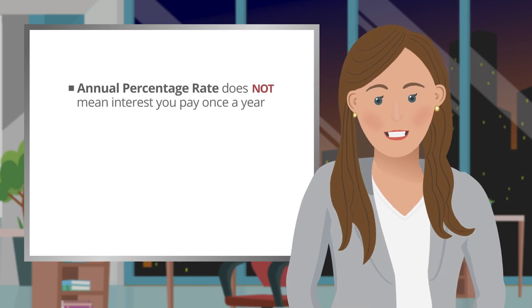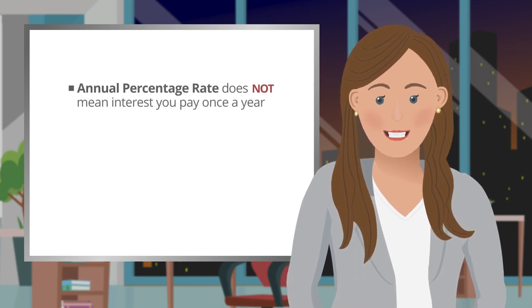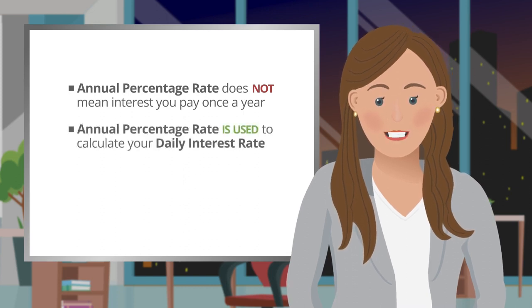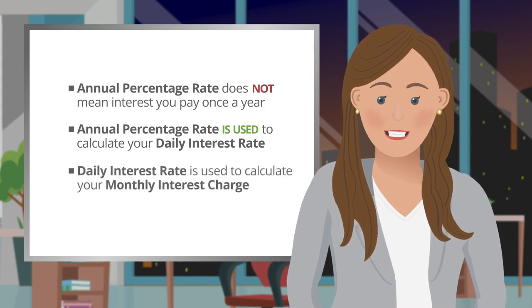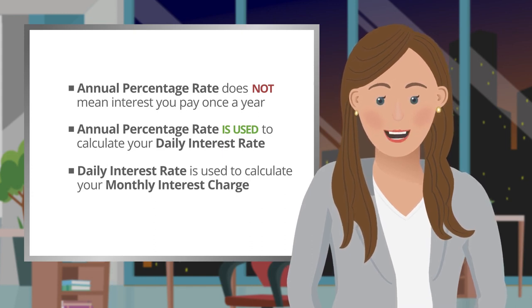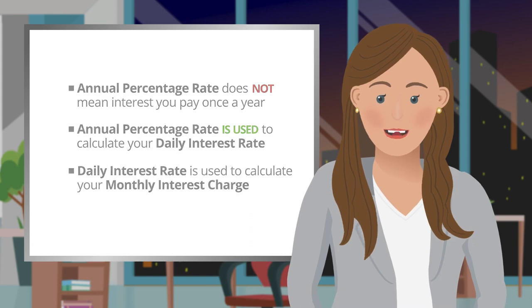Annual percentage rate does not mean the interest rate you pay once a year, because you don't just pay interest charges on a credit card once every year. But annual percentage rate is used to determine your daily interest rate, which is used to calculate the interest charges listed on your statement. The amount of interest you pay each billing statement is determined using this daily interest rate, which is multiplied by your average daily balance.